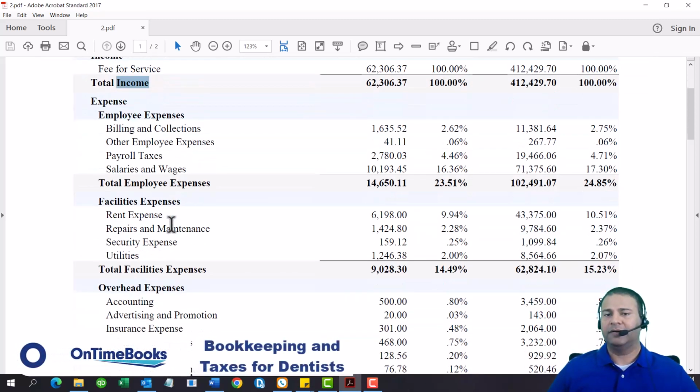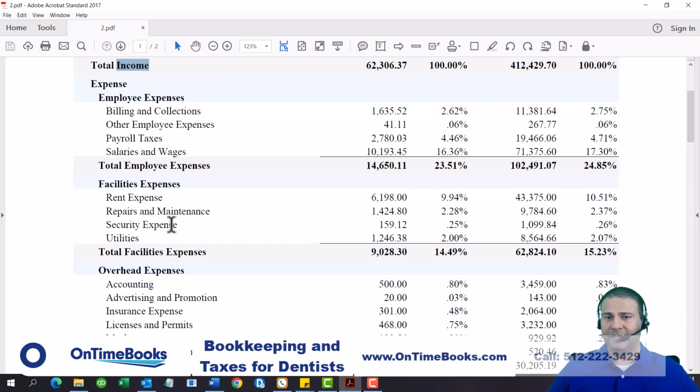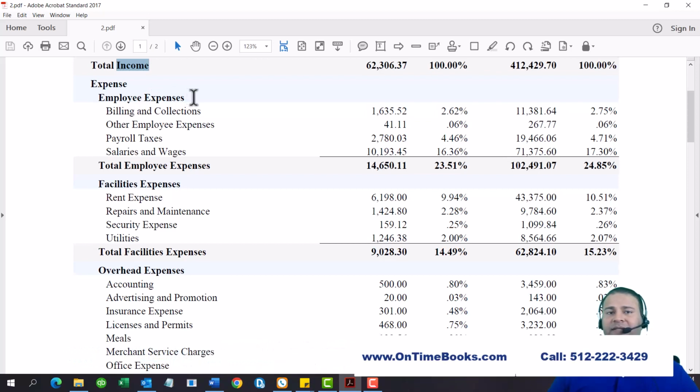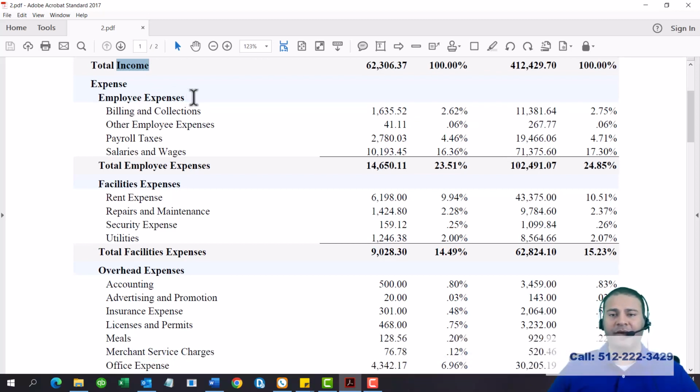If you go further, there are expenses. Expenses have a few different expense groups. The first group we're going to talk about is employee expenses. Employee expenses include salaries and wages, payroll taxes, and you may have other employee expenses for your practice as well. Keep in mind, employee expenses in this group do not include the owner doctor or anybody who is a doctor in the practice.